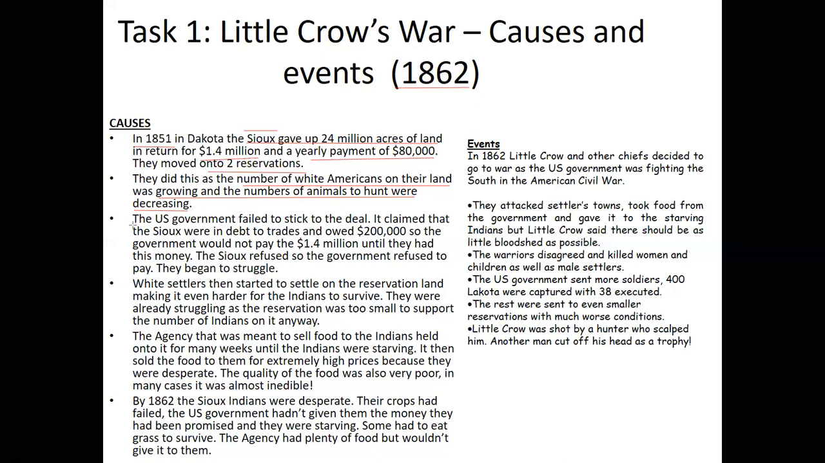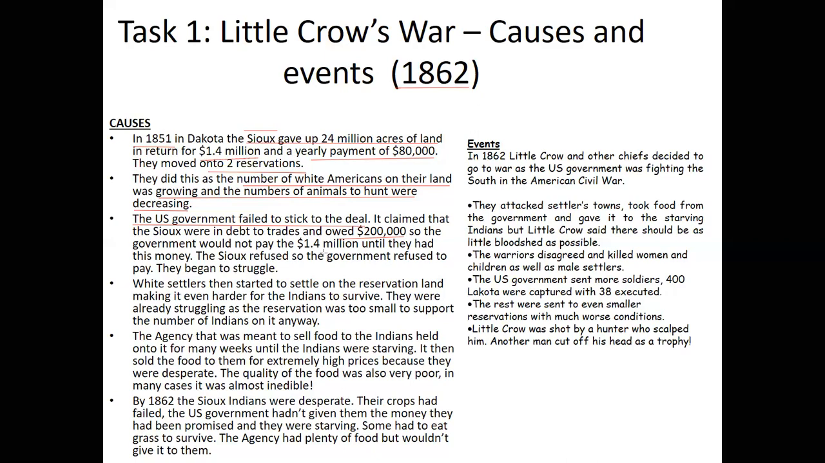However, the government failed to stick to the deal. Now, it was claimed that the Sioux were in debt to traders and they owed $200,000. So because the Sioux were in debt to people, the government refused to pay their $1.4 million until they paid the money. Now, obviously, the Sioux refused, so the government refused to pay. This began the struggle of the Sioux Indians.